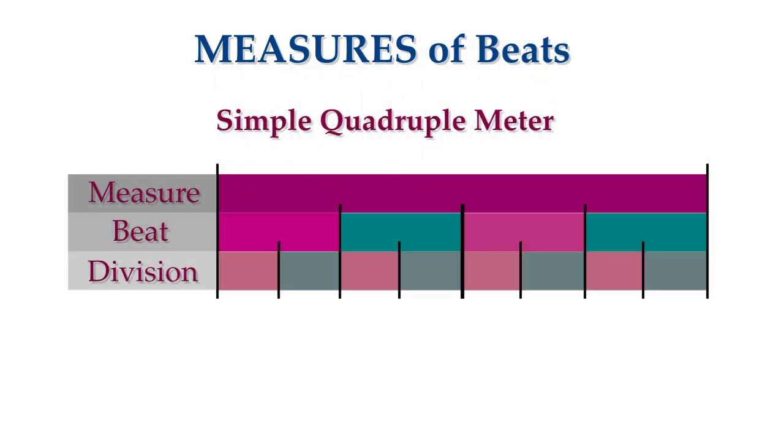If we have 4 beats grouped into a measure, we feel 2 groups of 2. 1, 2, 3, 4. 1, 2, 3, 4.